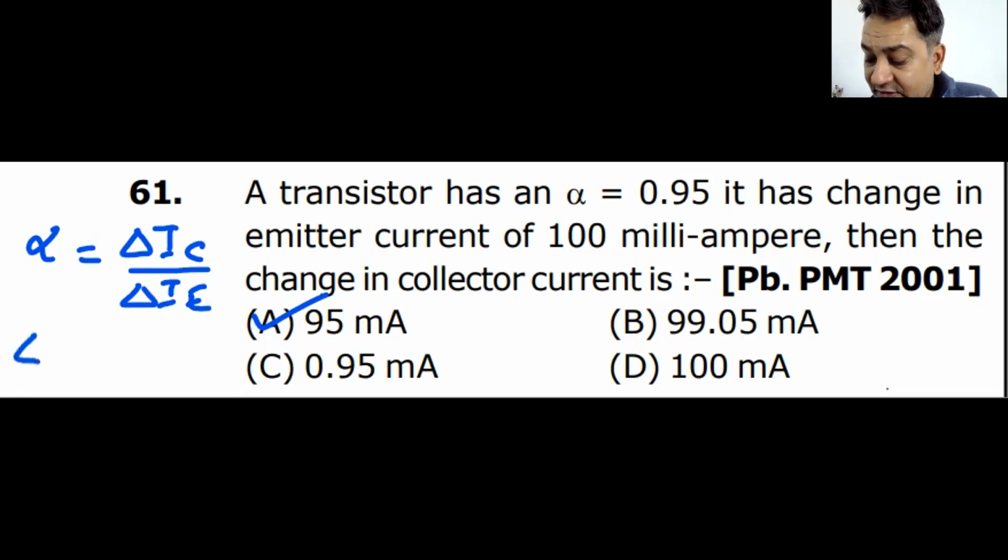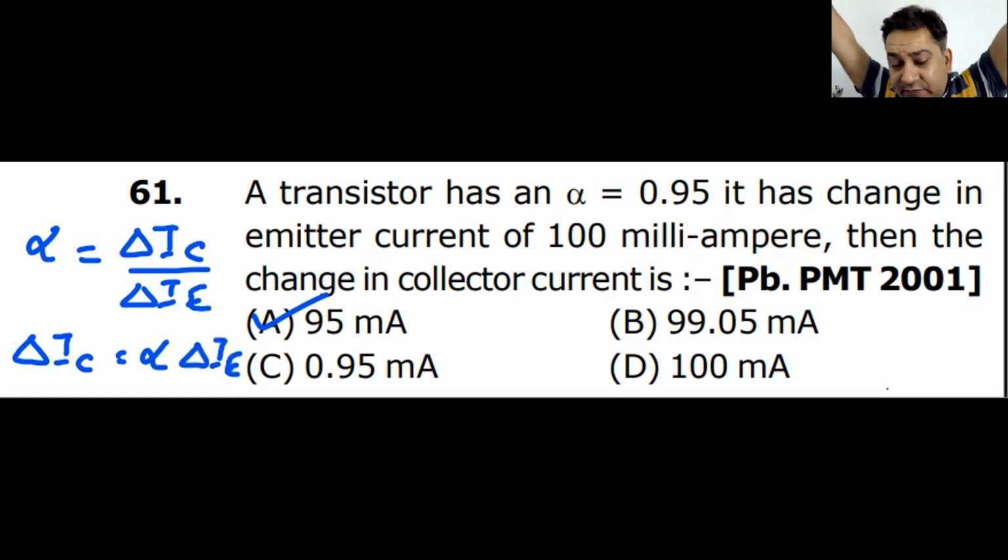So change in collector current, it is simple multiplication. That will be equal to alpha multiplied by change in emitter current. Do we understand this? Multiply 0.95 by 100 and that is your answer. So the answer is 95 milliamp. Do we understand this? Yes, sir.